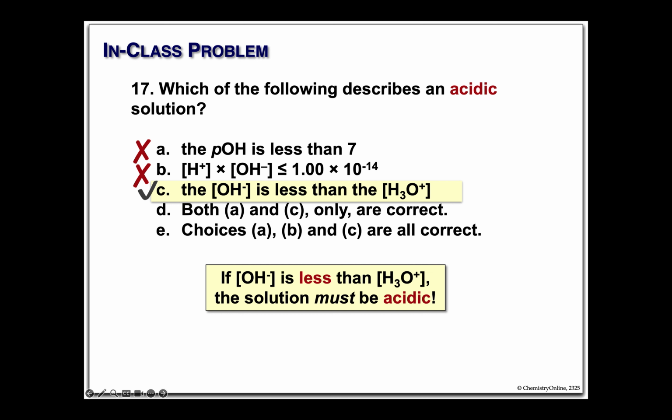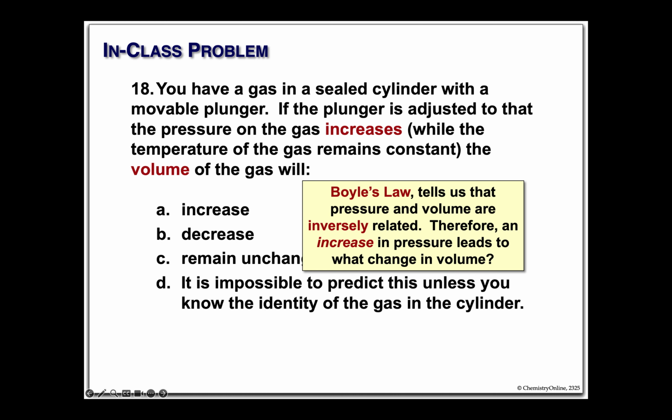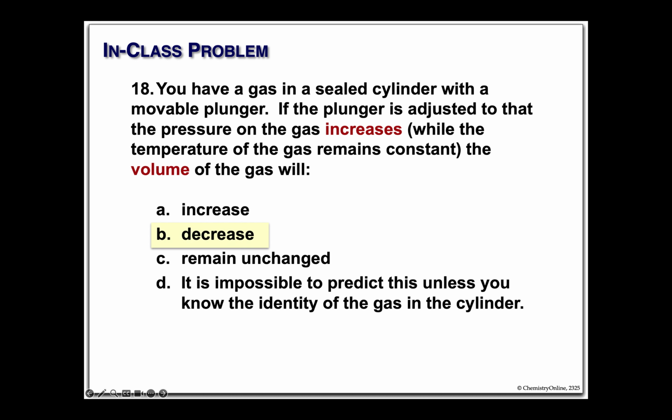All right, number 18. Gas law problem. Sealed cylinder, movable plunger. We increase the pressure. What happens to the volume? This is a Boyle's law problem. If we increase the pressure, pressure and volume are inversely related. So we increase pressure, we decrease the volume. Questions?